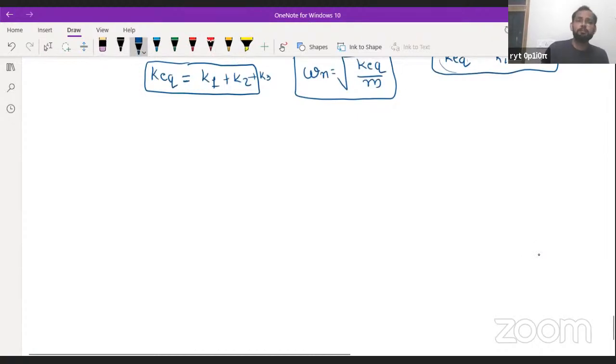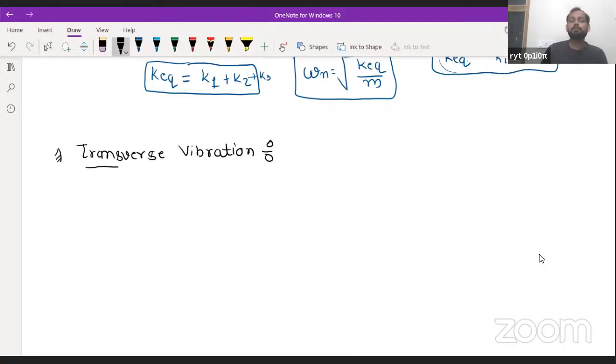Natural frequency of the beam. How can you find the natural frequency of the beam? Right now we are going to discuss transverse vibration. How can you calculate the transverse vibration? Because you are civil students, you can expect a question from this topic.